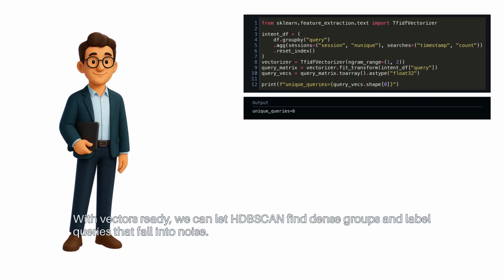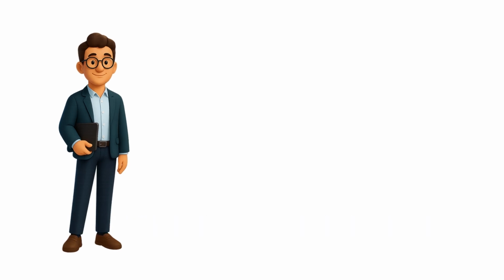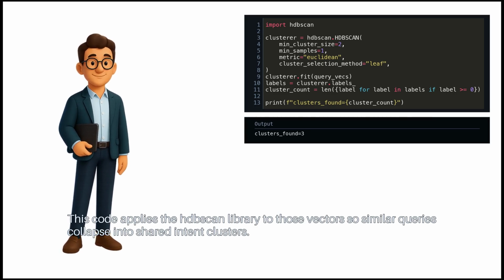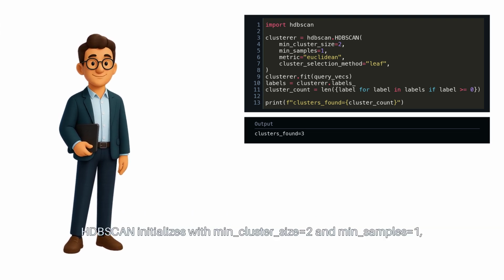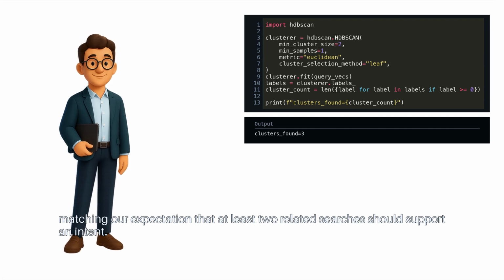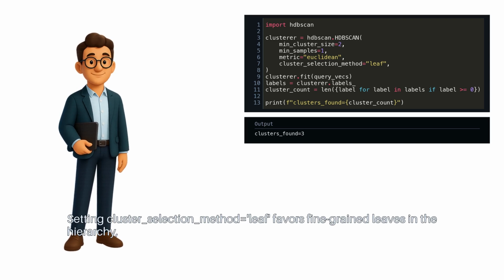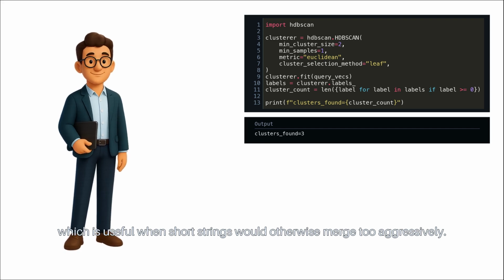With vectors ready, we can let HDBSCAN find dense groups and label queries that fall into noise. This code applies the HDBSCAN library to those vectors, so similar queries collapse into shared intent clusters. HDBSCAN initializes with min_cluster_size equals 2 and min_samples equals 1, matching our expectation that at least 2 related searches should support an intent. Setting cluster_selection_method equals leaf favors fine-grained leaves in the hierarchy, which is useful when short strings would otherwise merge too aggressively.